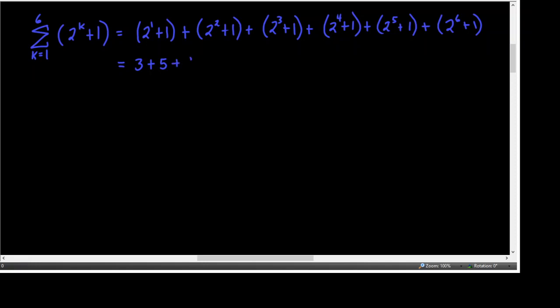So simplifying, 2 to the first plus 1 is 3, 2 squared plus 1 is 5, 2 cubed plus 1 is 9, 2 to the fourth plus 1 is 17, 2 to the fifth plus 1 is 33, and 2 to the sixth plus 1 is 65. And if you add all those numbers up, you should get 132. Okay. Very good.